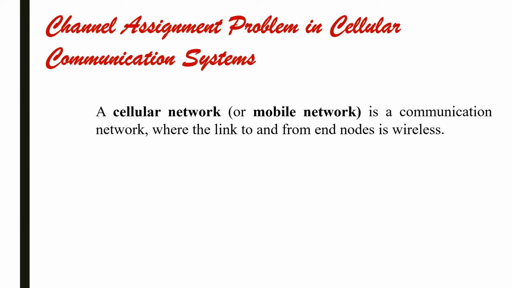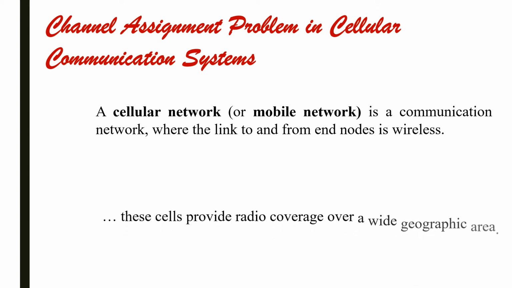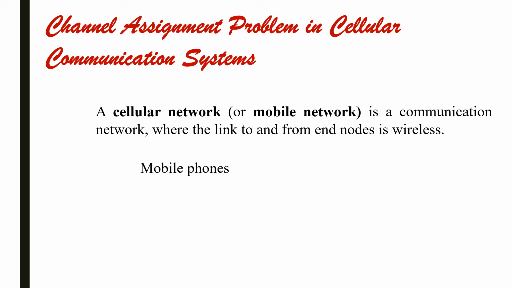When joined together, these cells provide radio coverage over a wide geographic area. This enables numerous portable transceivers such as mobile phones, tablets, and laptops equipped with mobile broadband modems to communicate with each other. This is done with fixed transceivers and telephones anywhere in the network via base stations even if some of the transceivers are moving through more than one cell during transmission.